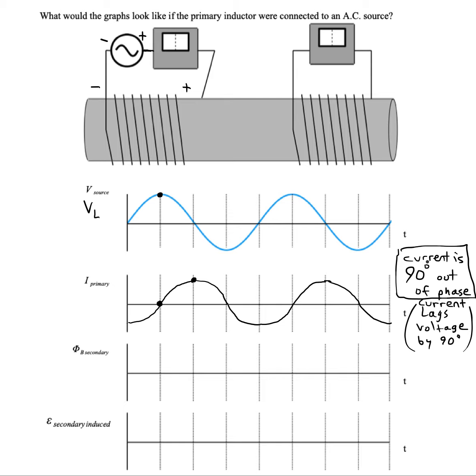We'll find that the current is 90 degrees out of phase with the voltage, and current lags the voltage by 90 degrees. The magnetic flux that we get in the secondary coil is determined by the current in the primary coil. For that reason, they'll have the same graph and they'll be in phase.